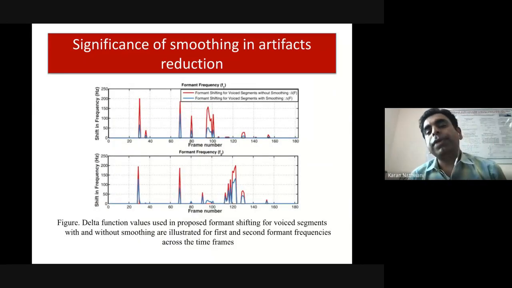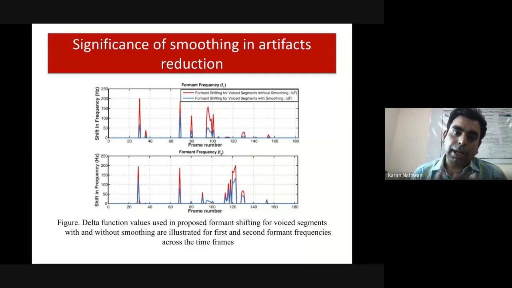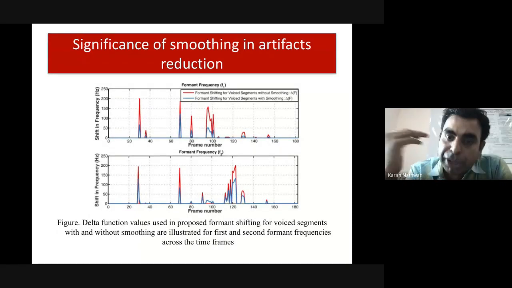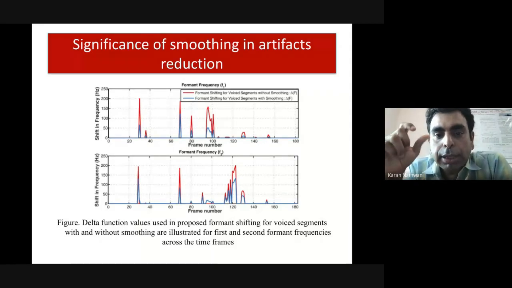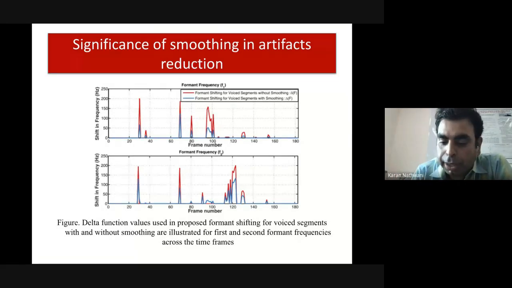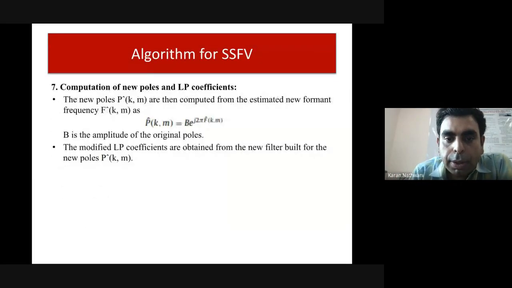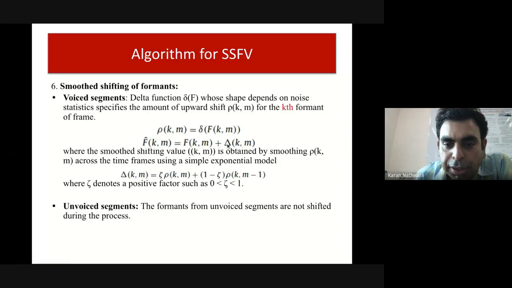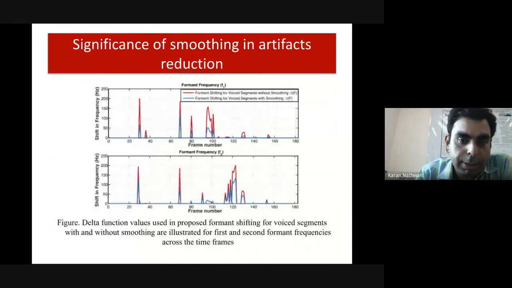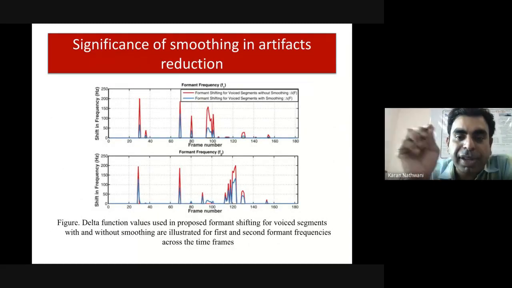Then we observed that now we have got an idea. Another way of finding out whether smoothing is really significant or not is that we computed the shift delta function values. That is, big delta and small delta. Big delta means after smoothing, and small delta is before smoothing. I just want to compare how they look for a particular formant frequency, F1 and F2.